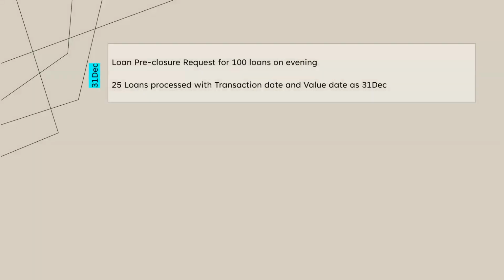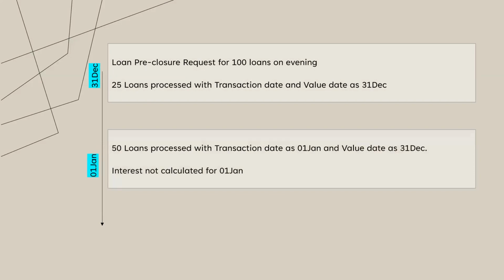Now let us see another scenario where, at the year end, on 31st December evening, the bank is getting around 100 loans for pre-closure due to various reasons. And as everybody knows, at the end of the day, if you receive such a high volume, processing everything on the same day will not be possible. So what the bank does is, 24 loans they are processing with the transaction date and value date as 31st December, the same day. And next day, assume that the bank is open and operations are in progress, and assuming that there is no holiday on 1st January, for ease of the sample scenario.